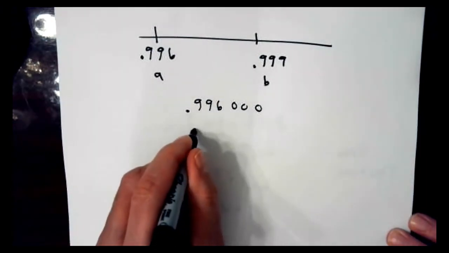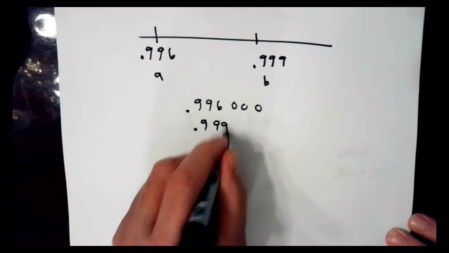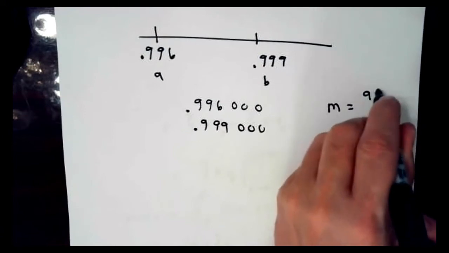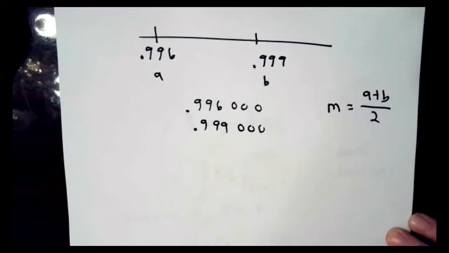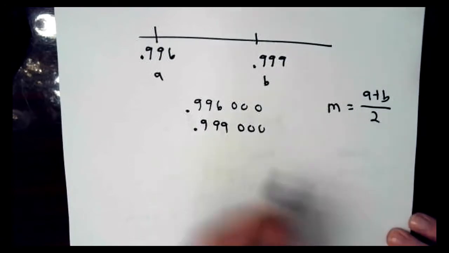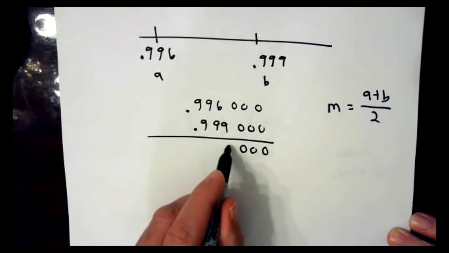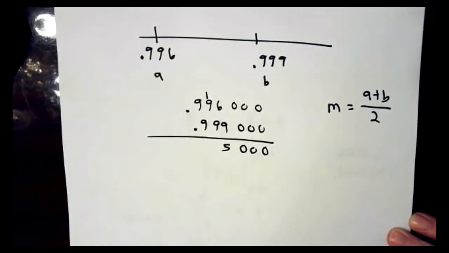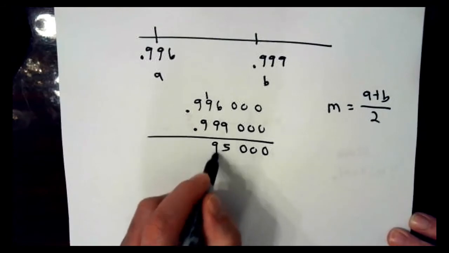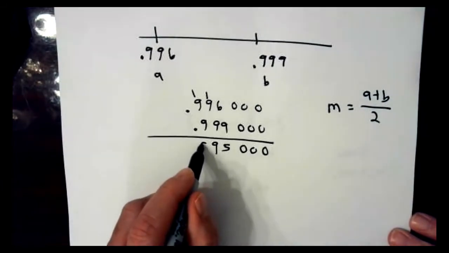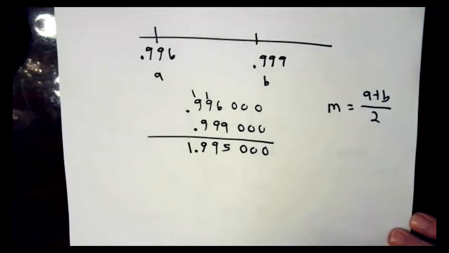I'm going to add these 2 numbers together. This is the top of the fraction in m equals a plus b over 2. Let's see what happens. 0, 0, 0. 6 and 9 is 15, so carry the 1. 10 and 9 is 19, carry the 1. 10 and 9 is 9, and we have the 1 on the outside. I've got a problem now.